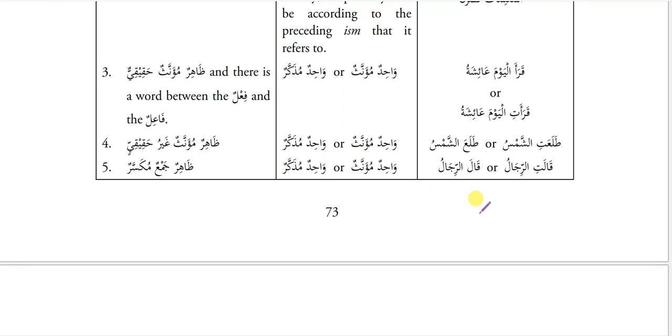So what we understood so far, just remember: if fa'il comes after fi'l and there is no word between fi'l and fa'il, fi'l will be wahid and according to the gender of fa'il. But if there is another word between fi'l and fa'il, then the fi'l can be muzakkar or muannas. If the fa'il is jama mukassar, again the fi'l can be muzakkar or muannas. If fa'il is muannas ghair haqiqi, then again the fi'l can be muzakkar as well as muannas.